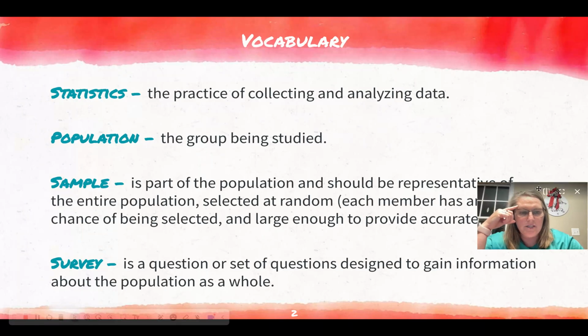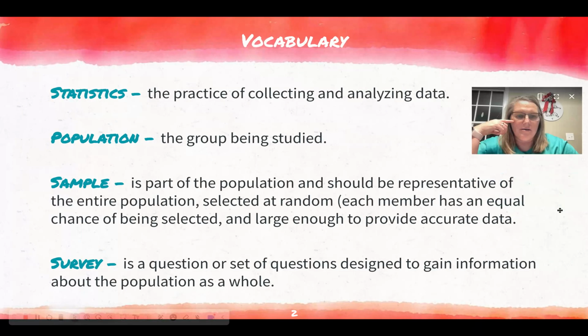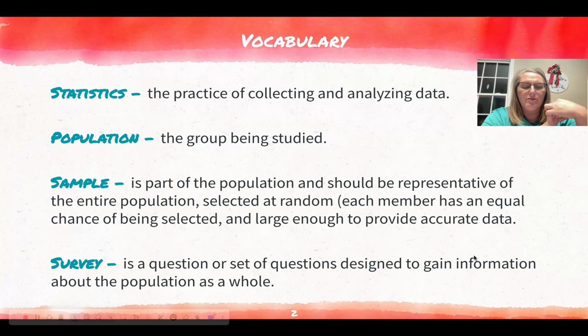But then the sample is just part of the population. So you would want to do some random selections there of just a sample. So the 7th grade at Bonnley would be a sample of the whole school. Our school would be a sample of all of Chatham County. Chatham County would be a sample of the whole population of North Carolina. So your sample is just a smaller unit of your population. And of course, a survey is a question or set of questions designed to gain information about the population as a whole.